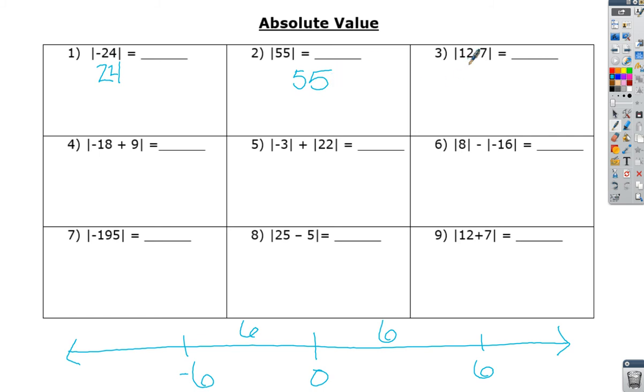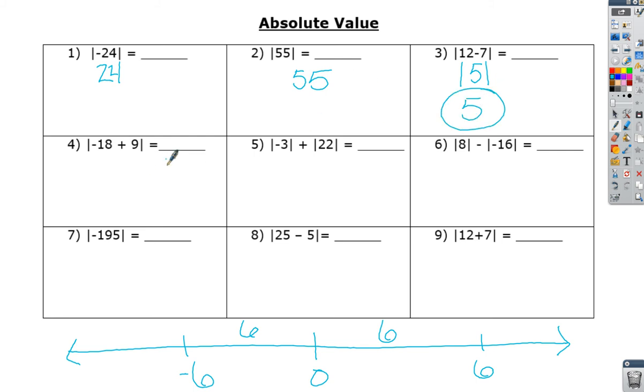Now number 3 is a little different. Remember that if we have the absolute value around an operation, you have to solve the operation inside that absolute value first and then take the absolute value. So we need to solve 12 minus 7 before we can do the absolute value. So 12 minus 7 is 5. So we need to solve the absolute value of 5. And the absolute value of 5 is just 5.